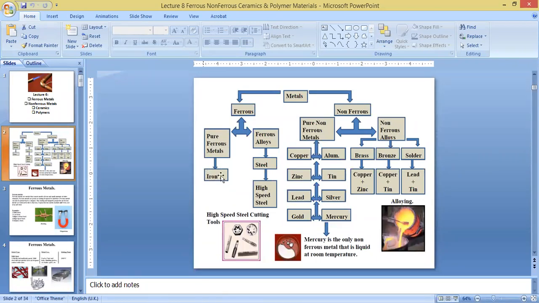That's why you have iron here, or it could be a ferrous alloy. These are alloys that contain iron in them. Steel is an example. Steel is an alloy of what and what? What is steel made up of?